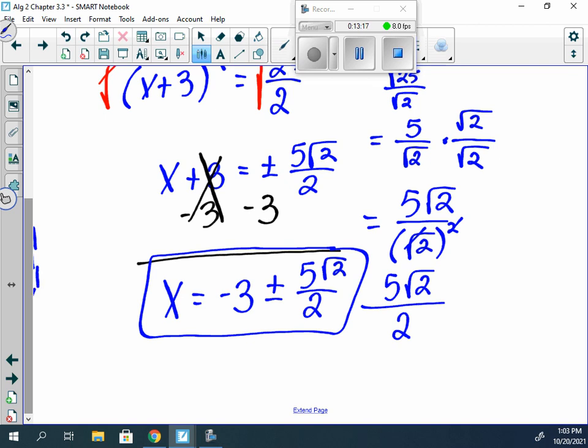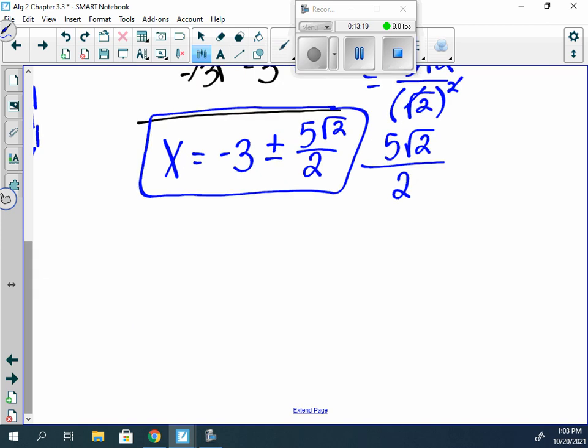They're not like terms. So really, this is as far as we can take it without turning that 5 square root of 2 over 2 into a decimal. And I will take that. Now, if it had been 4, can I take negative 3 plus 4? Oh yeah, negative 3 plus 4, we can add those. If it's negative 3 minus 4, we can subtract those. If it's two numbers that we can add and subtract, you're going to need to add and subtract them.